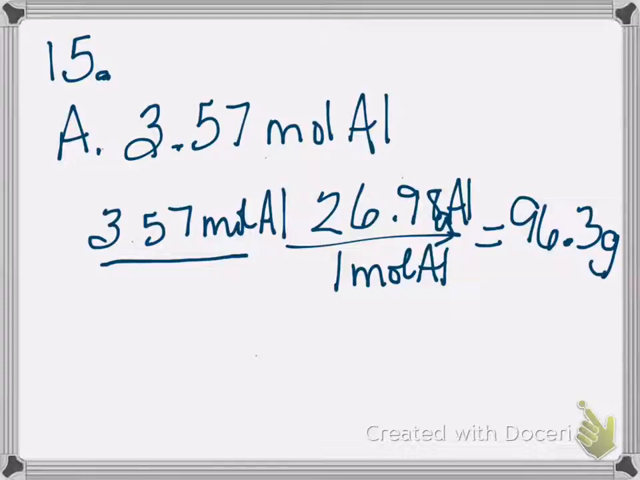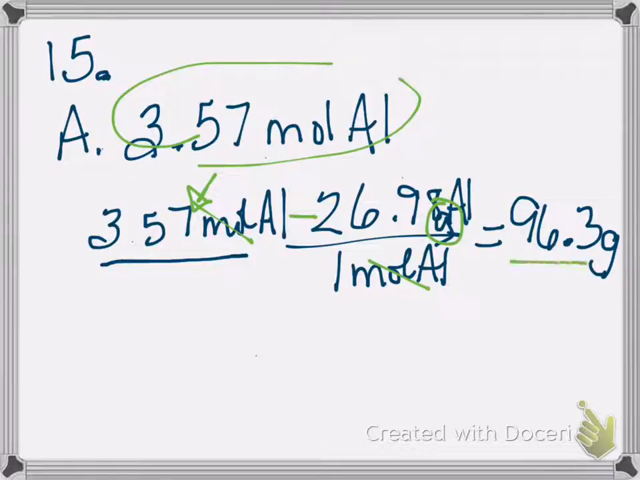15 says determine the mass in grams of each of the following. So we're going to take a molarity and change that into grams. So 3.57 moles of aluminum, and we want to find grams. So we begin by saying 3.57 moles of aluminum. Whatever they give us, a great place to start is to put that number down. Then 1 mole of aluminum weighs 26.98 grams. We can cross out moles. We're left with grams. We do the multiplication across, and you end up with 96.3 grams of aluminum.